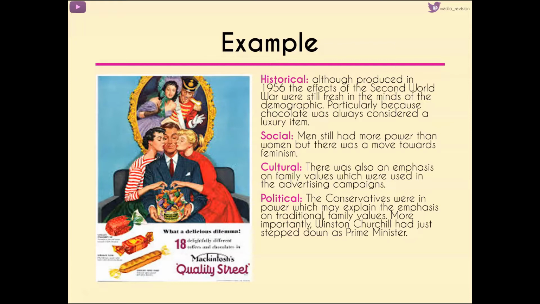Now, in terms of our political context, this doesn't feature too much in our advert here, but it's worthwhile knowing that the Conservatives were in power, so this may explain emphasis on traditional family values. Also importantly, Winston Churchill had stepped down as Prime Minister, so somebody who was very strong in terms of leadership had stepped down, and that might reflect in other adverts at the time, although not necessarily in this one.